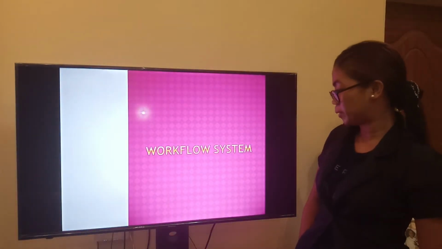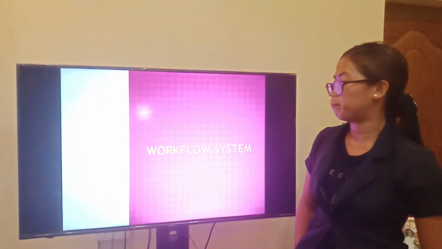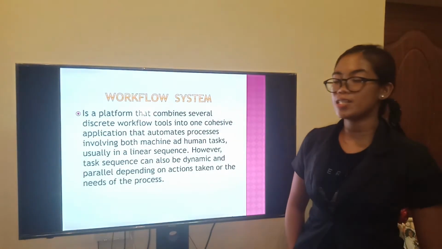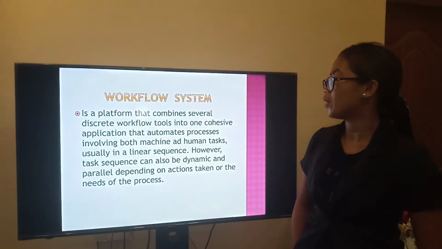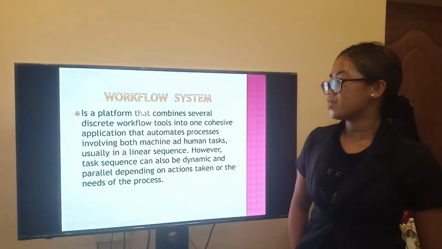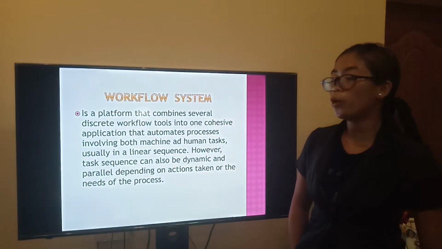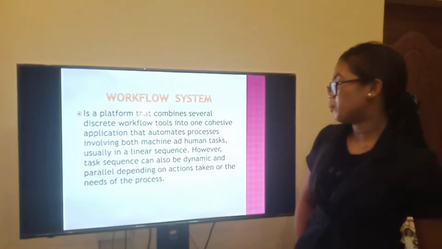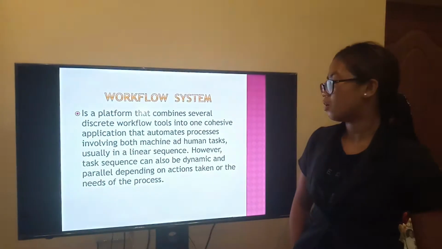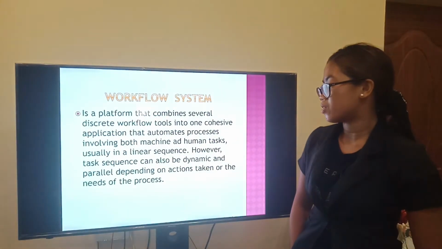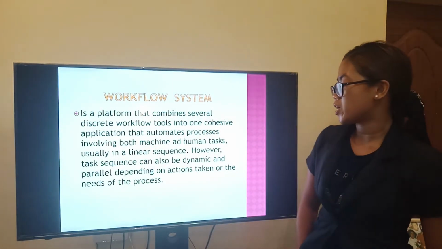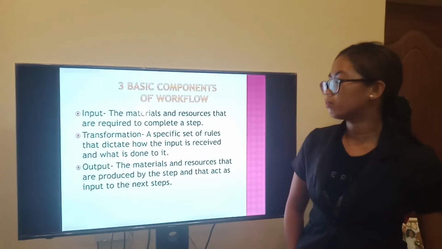Second topic, workflow system. A workflow system is a platform that combines several discrete workflow tools into one cohesive application that automates processes involving both machine and human tasks, usually in a linear sequence. However, the task sequence can also be dynamic and parallel depending on the action taken or the needs of the process.